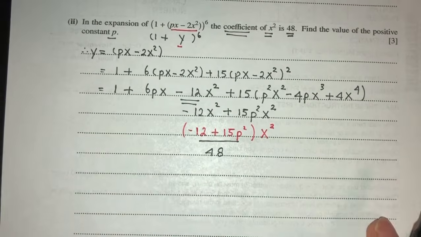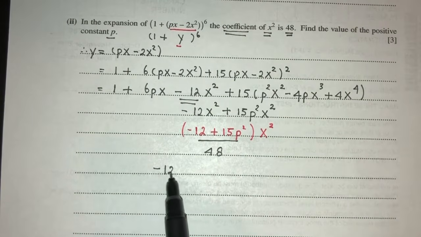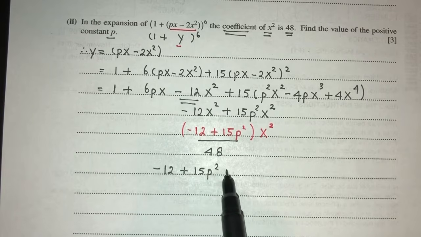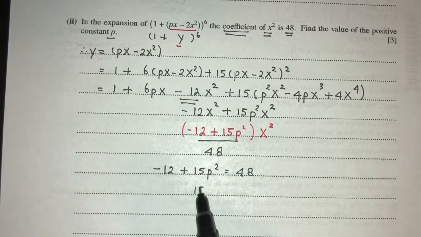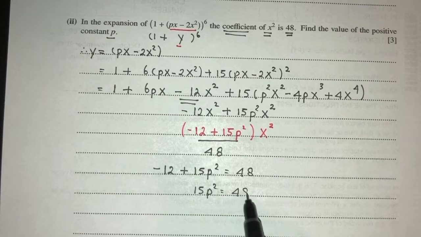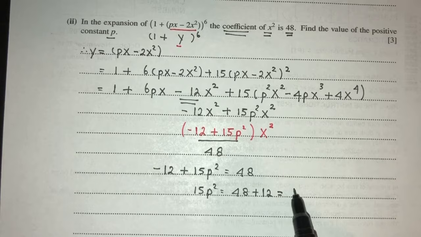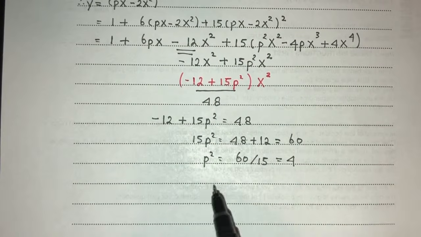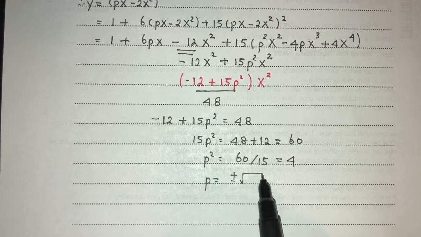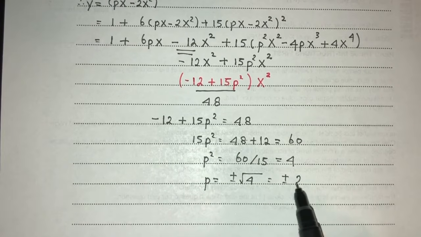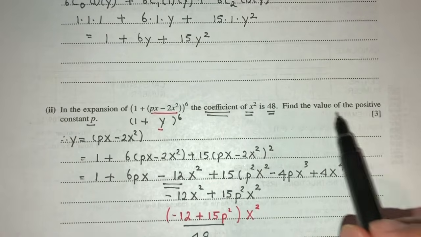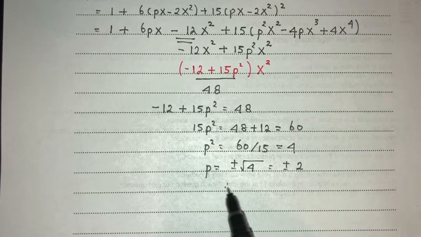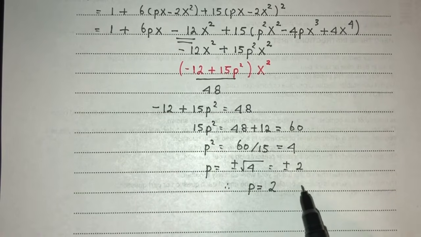So let's form an equation. We will have minus 12 plus 15p squared is equal to 48. So 15p squared is equal to 48 plus 12, that is equal to 60. So p squared will be 60 divided by 15, that is 4. So p can be plus or minus root of 4, which is plus or minus 2. But now the question is asking you for a positive value of p, so p can only be plus 2. And that is your answer for part B of number 1.